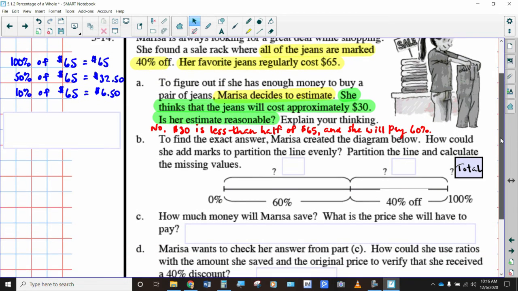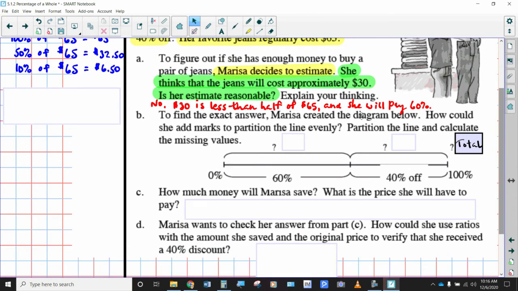So problem B says, to find the exact answer, Marissa created a diagram below. How could she add marks to partition the line evenly? And if you look at this, doesn't it seem logical that she would break it into 10% intervals? So you'd take 100% and break it into 10 equal parts, and each part would be 10%.